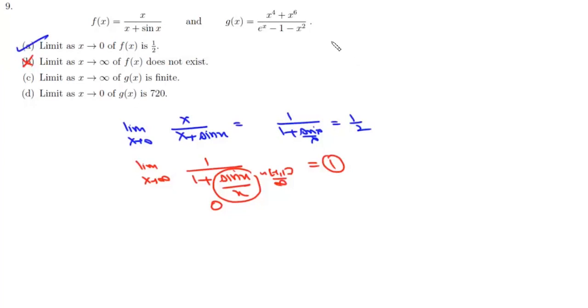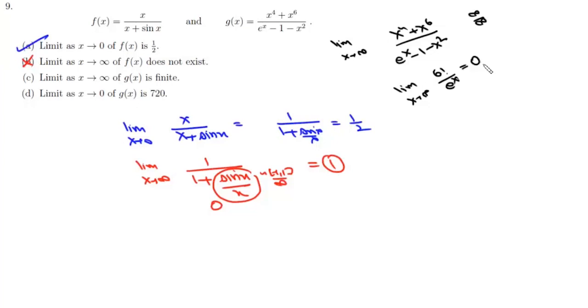If we take this limit x tends to infinite, we can write limit x tends to infinite, x to the power 4 plus x to the power 6 upon e to the power x minus 1 minus x square, infinity upon infinity form. Now if we keep using L'Hopital's rule, then we can write this as limit x tends to infinite, factorial 6 upon e to the power x. Now e to the power infinite is infinite. So anything finite upon infinite will be 0. So this limit x tends to infinite, gx is finite. So this option C is also correct.